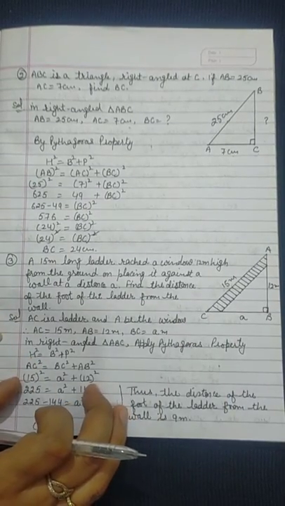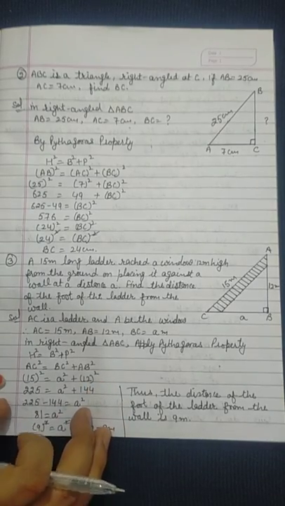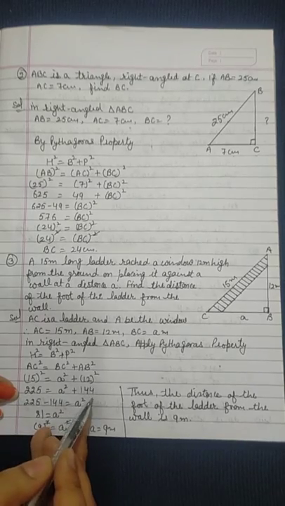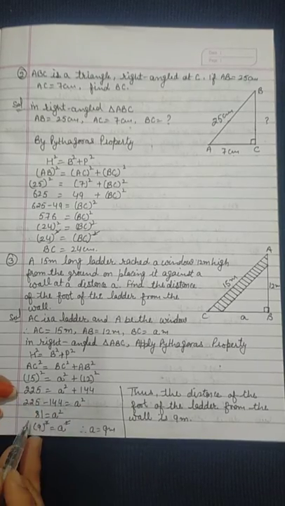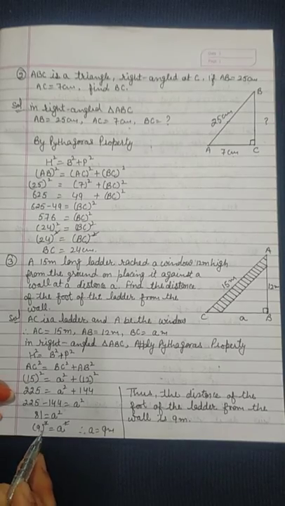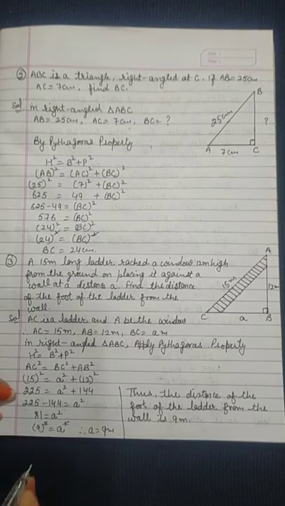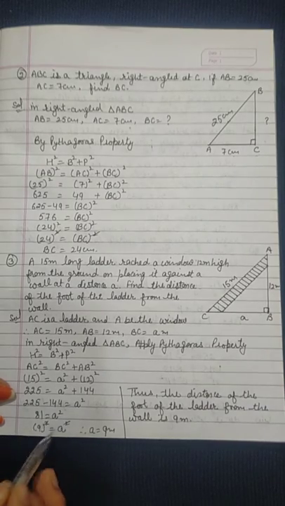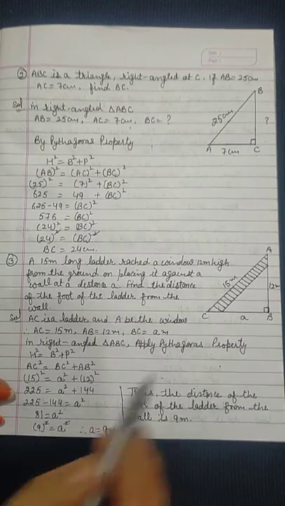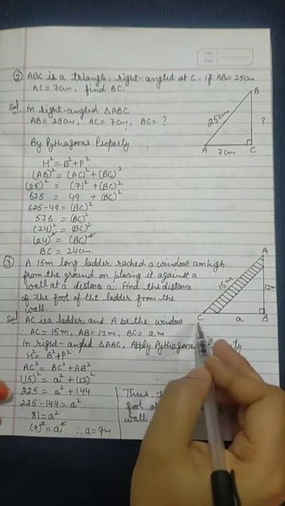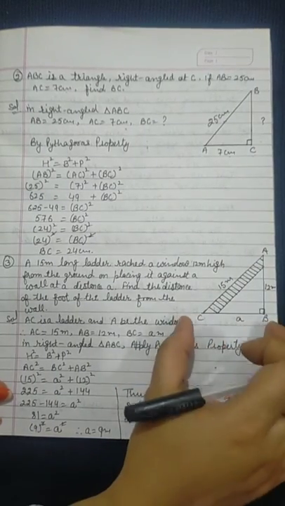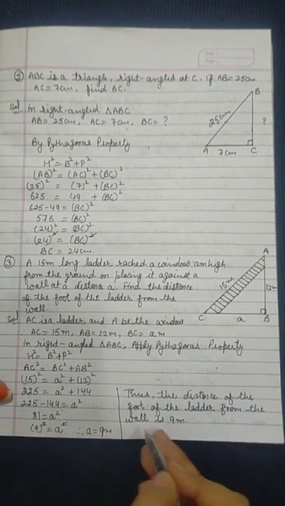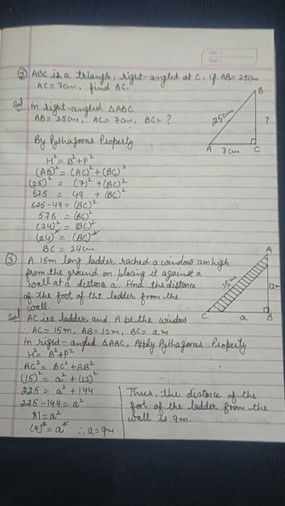Substitute their values, and after opening we get 15 to the power 2, which is 225, equals a square plus 12 square, which is 144. Then we solve it and get 81 equals a square, and we know that 81 is the perfect square of 9. So 9 power 2 equals a square. We cancel the power 2, then a is 9 meters. The distance between the foot of the ladder and the wall is 9 meters. Thus the distance of the foot of the ladder from the wall is 9 meters, and in this way you can simplify the sum.